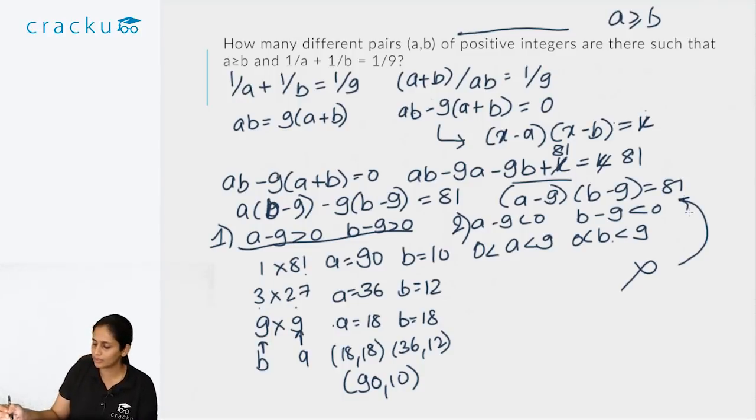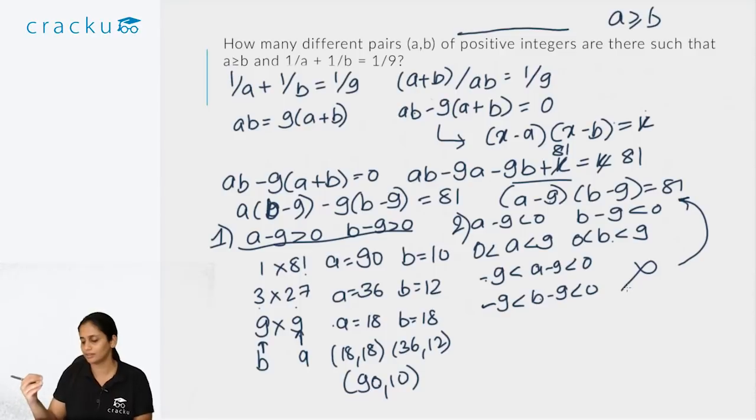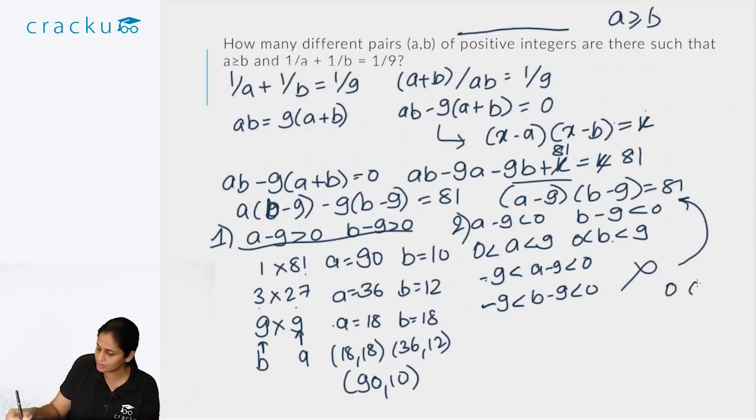So, clearly, if A is in this range, A minus 9 will be in the range from minus 9 to 0. Similarly, B minus 9 will also be in the range from minus 9 to 0. Their product will never be equal to 81. So, given this fact that the product will not be equal to 81, this yields 0 cases.